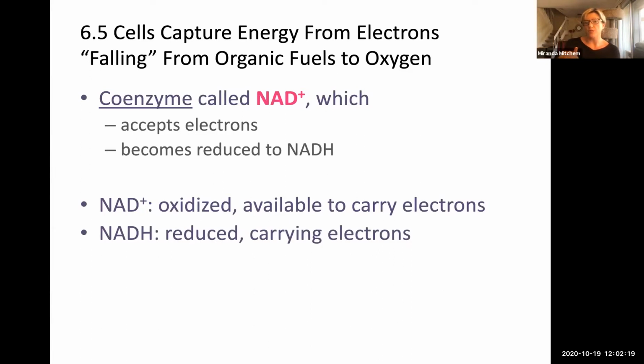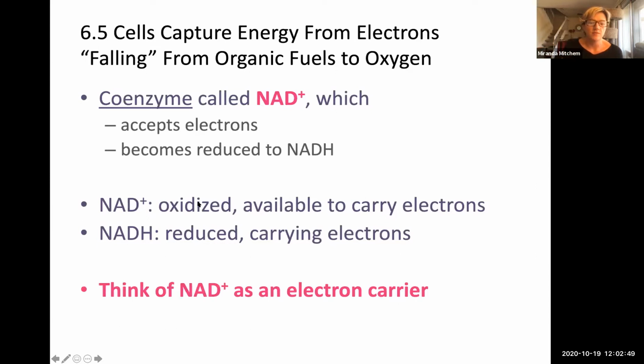NADH, however, is reduced. It's already carrying the electrons. Those electrons have to be dumped off in order for it to become NAD+ again so that it can be used. So what we're actually seeing is an oxidation and reduction of this molecule. When it is in the form where it's carrying its electrons, NADH, it is reduced. But when it loses those electrons, it becomes oxidized. So think of NAD+ as an electron carrier or an electron shuttle.